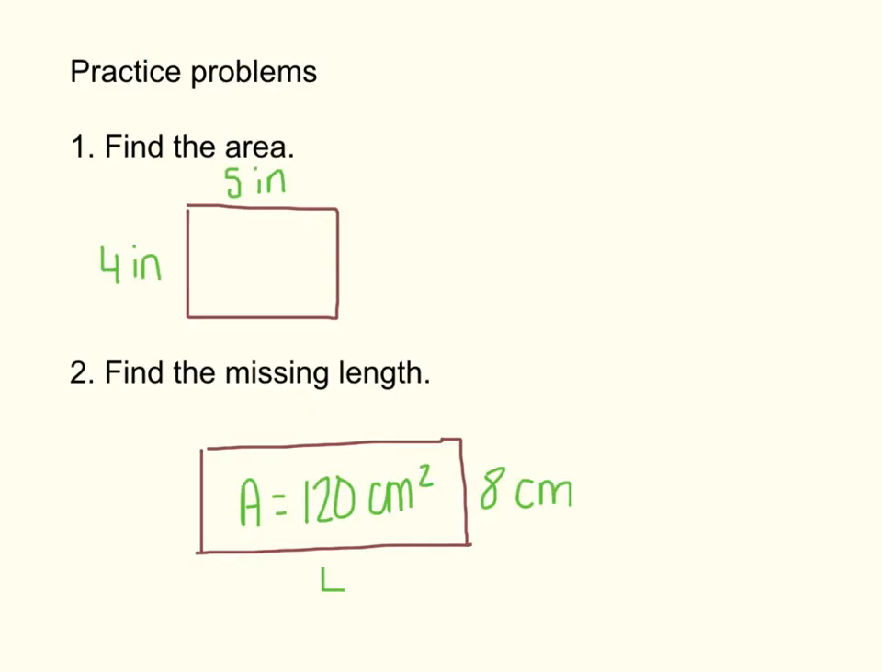Here are your two practice problems. Number 1 is a pretty simple one. It's a square, or it's a rectangle, but you can figure out what the other two sides are very easily. And number 2 is just like example number 4. So if you need to, rewatch that.